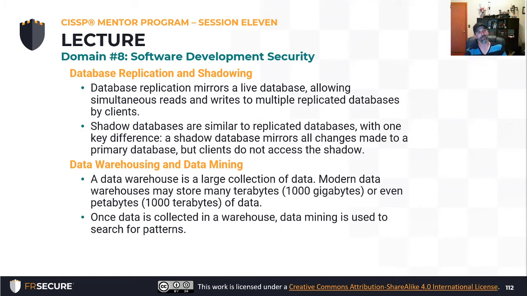Database replication and shadowing. So database replication mirrors the live database, allowing simultaneous reads and writes to multiple replicated databases by clients. Replication comes in a few different flavors. I'm not going to unpack that today, but primarily it's going to mirror it. It depends on the schedule and all that, and what type of replication, how it handles conflicts. But shadow databases are similar to replicated databases. The big difference here is that the shadow database mirrors all the changes made to a primary database, but clients do not actually access the shadow.